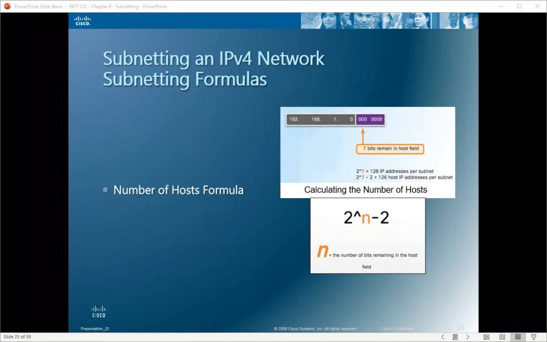So if we have 7 bits, for example, in the host field, we're going to calculate 2 to the 7th first. We're going to get 128, and then we're going to subtract 2. So remember, we're going to calculate 2 to the n, and then we're going to remove the network ID as well as the broadcast ID.